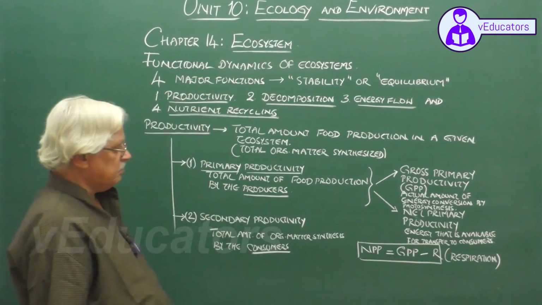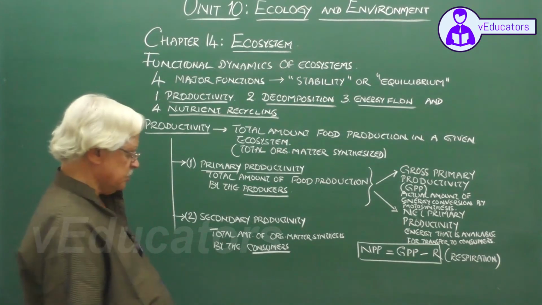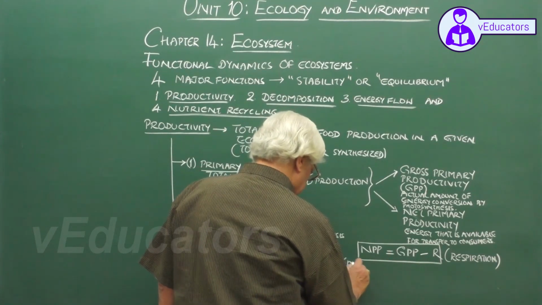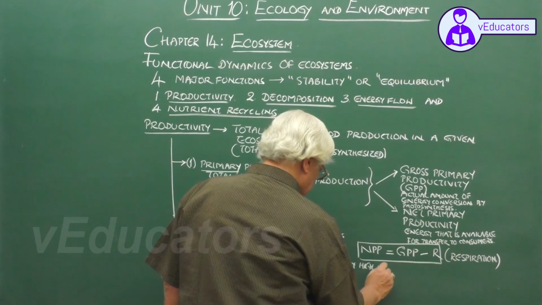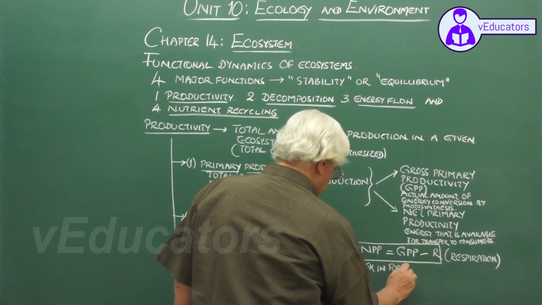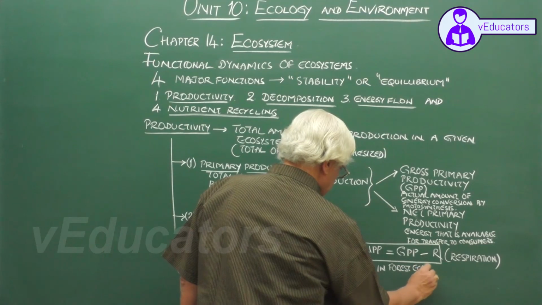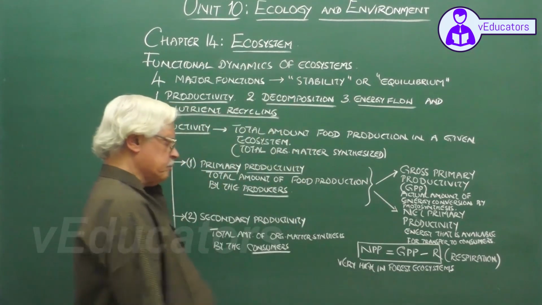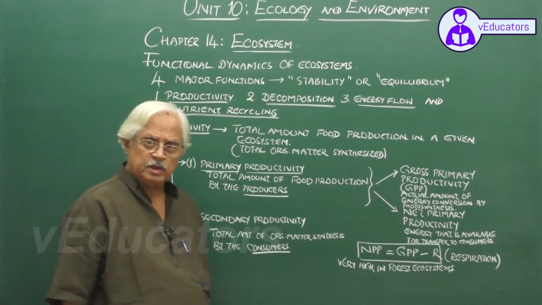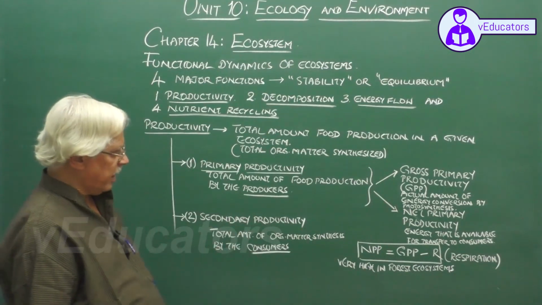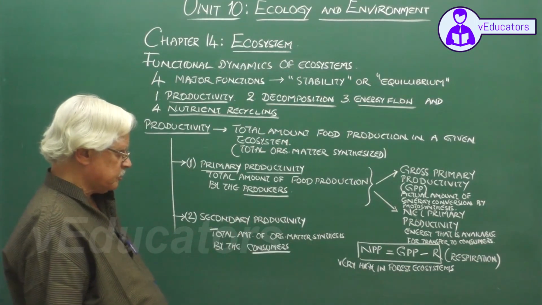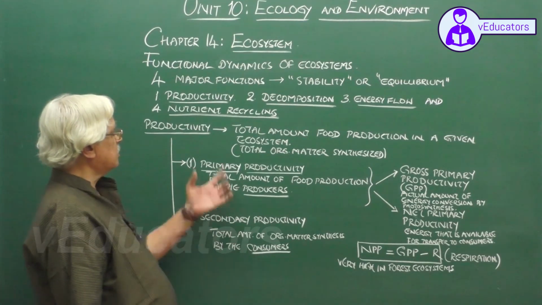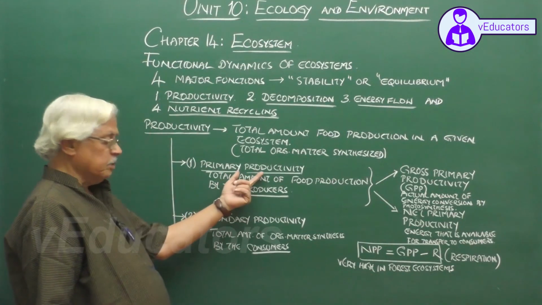Productivity, primary productivity, varies from ecosystems to ecosystems. It is very high in forest ecosystems. In fact, you can generalize and say primary productivity is more in the land ecosystems than in the aquatic ecosystems. So this is about productivity, primary productivity.